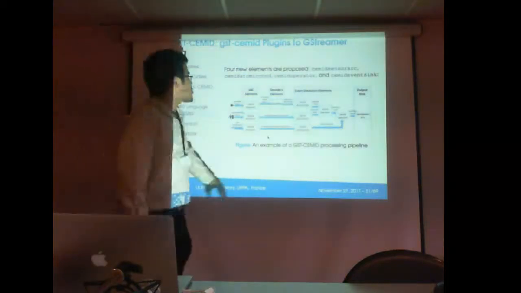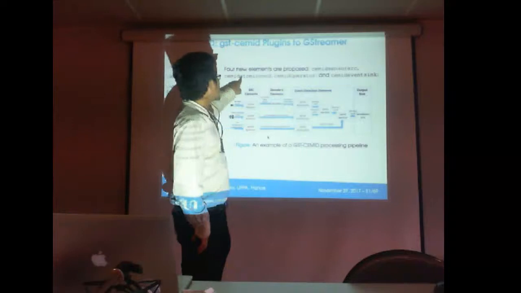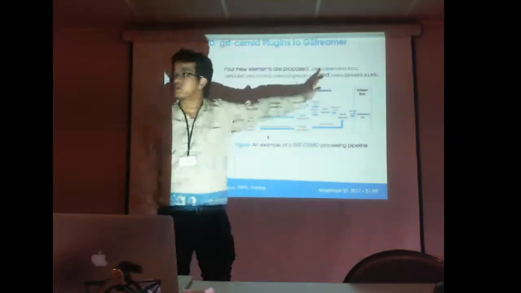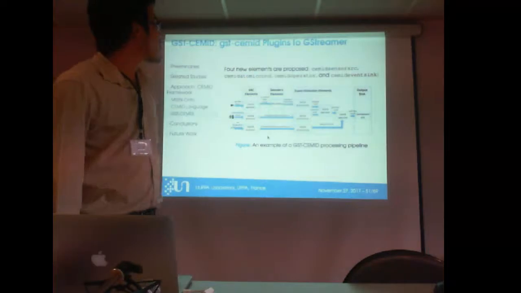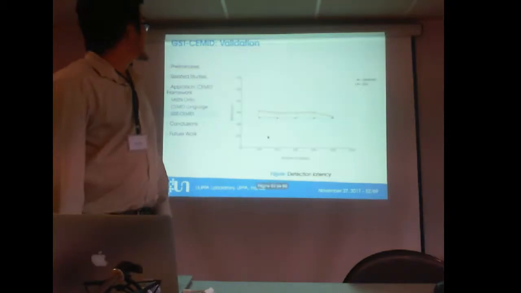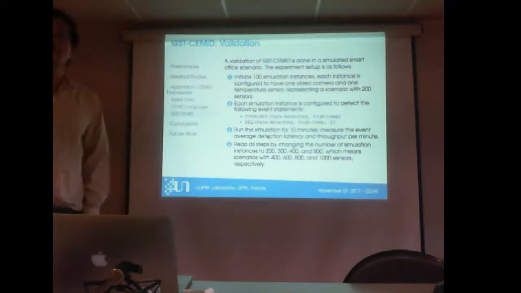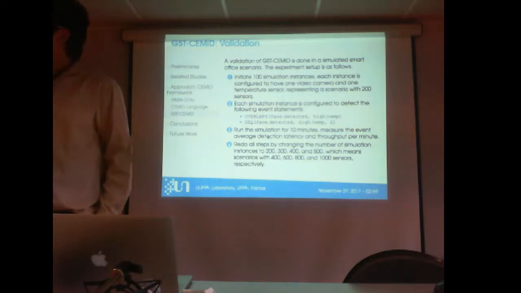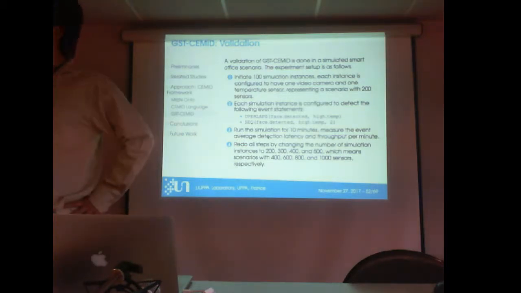So I propose four more elements for GStreamer: for detecting atomic events, an operator for merging data into complex events, and then an event sink for reporting the result. And then, to verify the GST SNIMIT framework, I run this framework in a simulated office scenario.